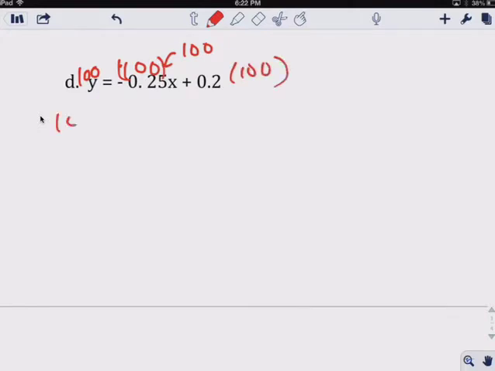Use your calculator if you don't get it. Multiply by 100, you get negative 25x. Plus multiply 0.2 by 100, you get 20. Right? Yeah, 20. Just double checking myself. What's on the wrong side is the x.